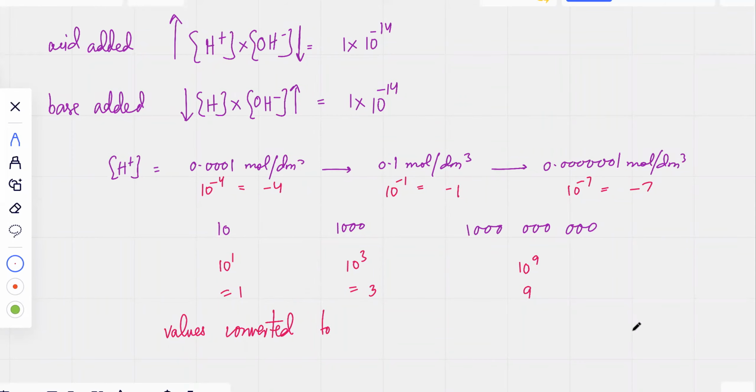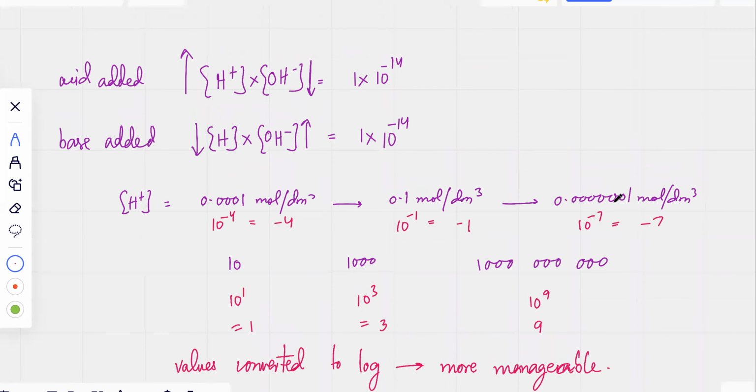So values are converted to log. Why? Because they are more manageable, especially if one of the values is very big and the other is very small. It's a lot easier to plot or handle minus 4, or 9, rather than this big number. So that's why you take log.